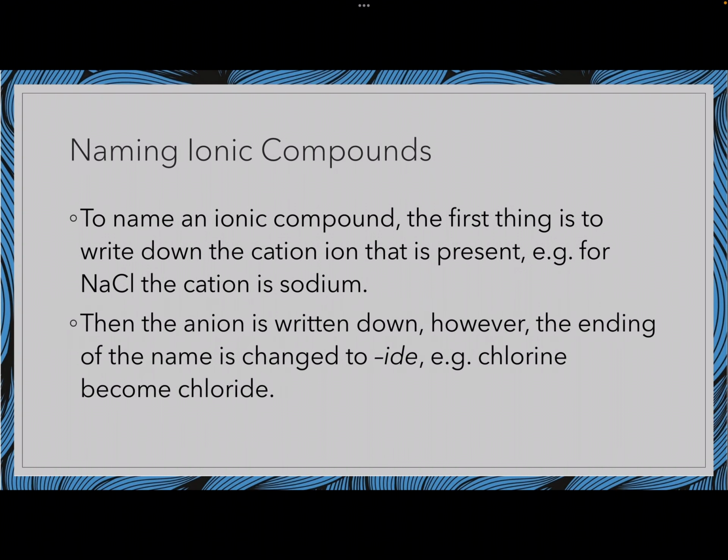Then the anion is written down. So the anion's negative. However, the ending of the name is changed to "ide." So, for example, chlorine becomes chloride. Sulfur becomes sulfide. Bromine becomes bromide, and so on and so forth. There's a table of them in a couple of slides that we'll get to. Sorry, it's on the next slide.